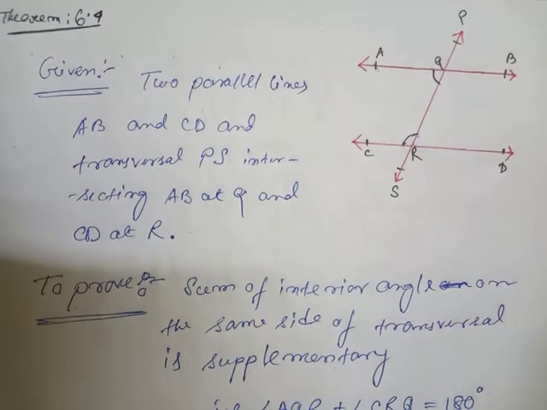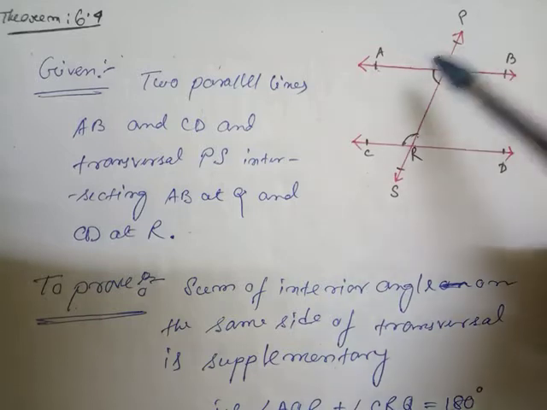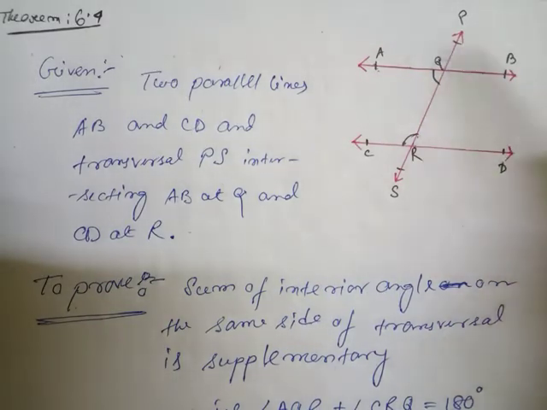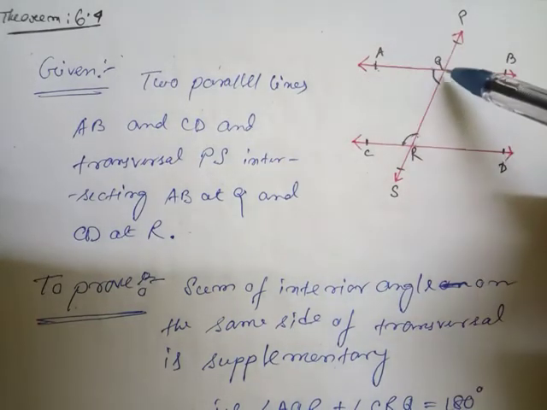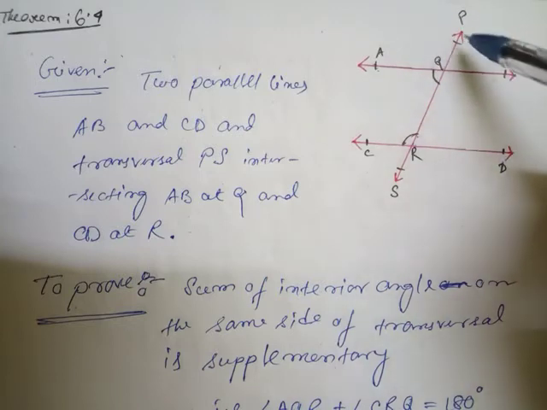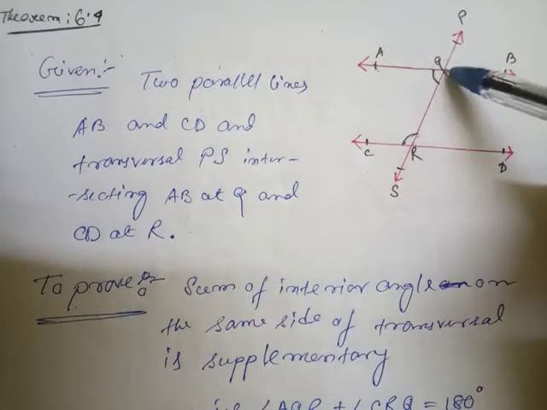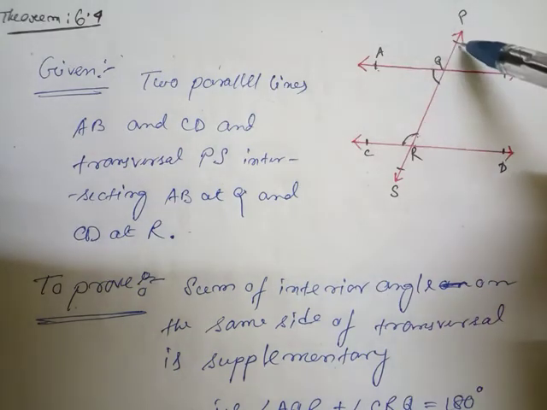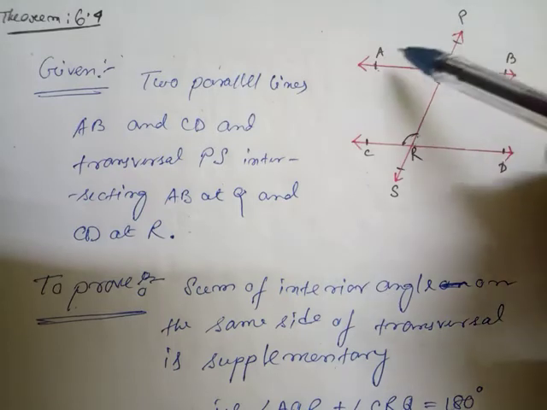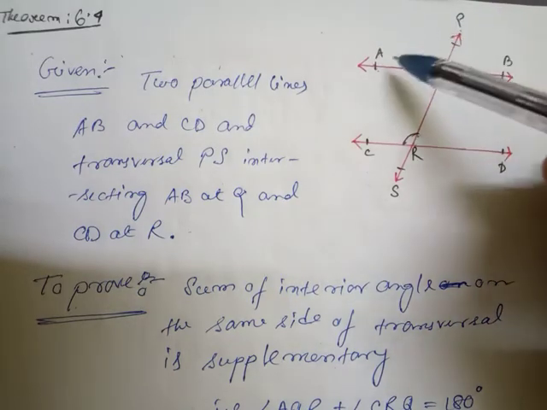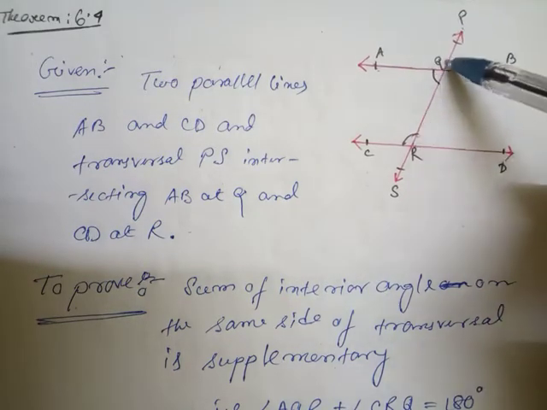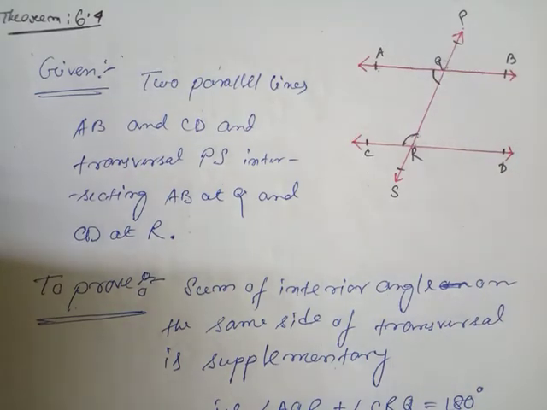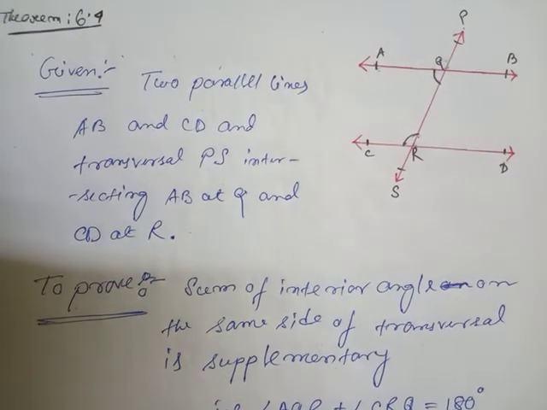So we can say that angle AQP and angle CRQ, these two angles, are corresponding angles, since AB and CD are parallel and PS is the transversal. Next, for the line PS, we can say that angle AQP plus angle AQR equals 180 degrees, a linear pair. So students, we will use this.